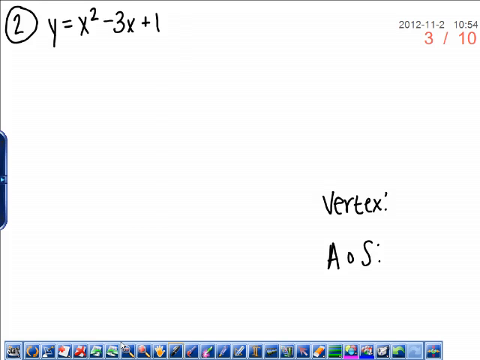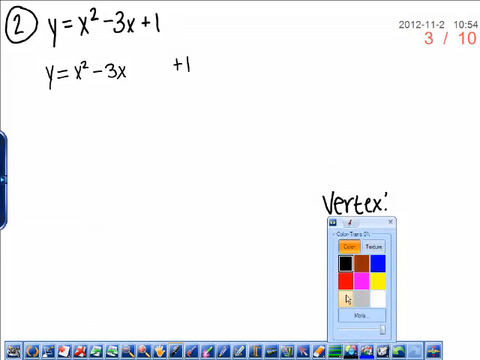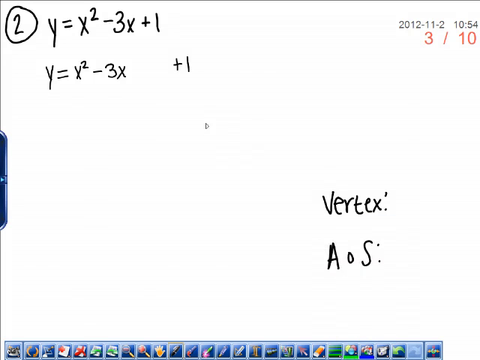Tell me what I do first. Yeah, move the 1 over. So kind of like a mini first step, you could say move it. So y equals x squared minus 3x. I'm going to move the 1 over. Which value do I go grab? The b value. What is the b value? Negative 3. All right, I half it.